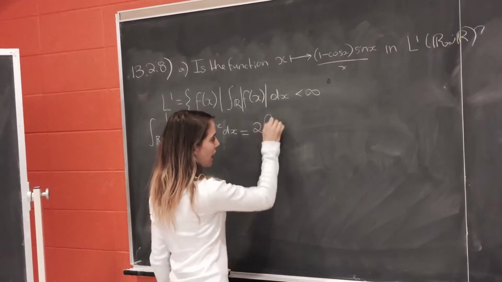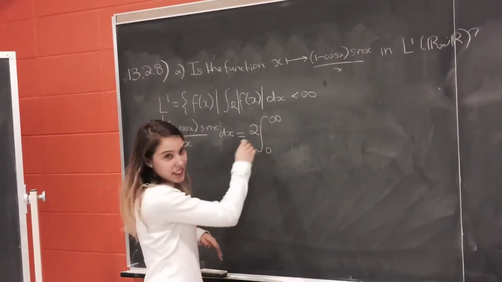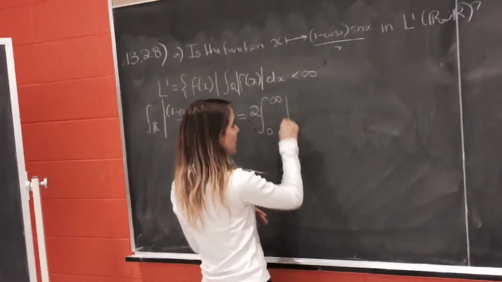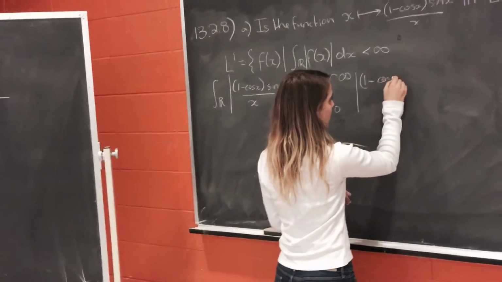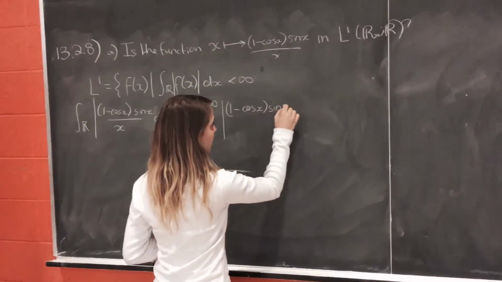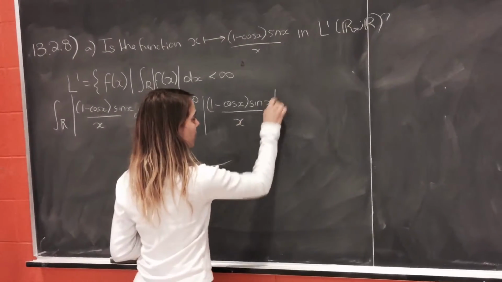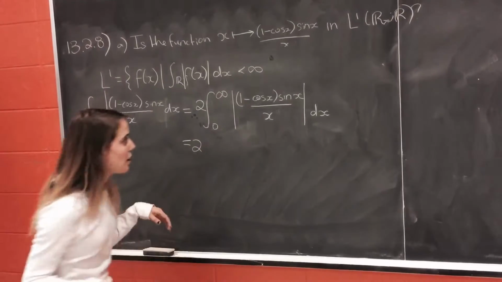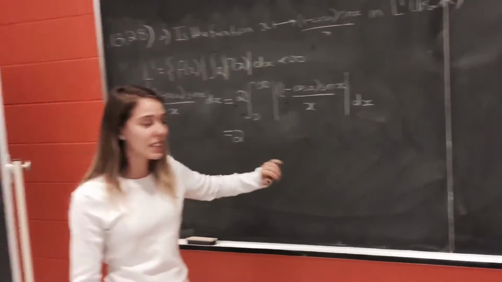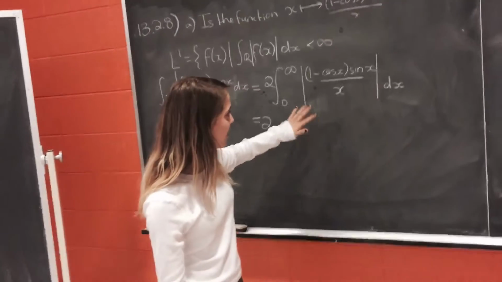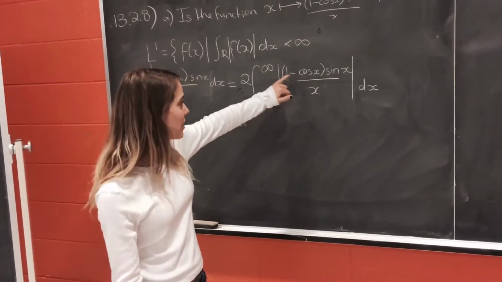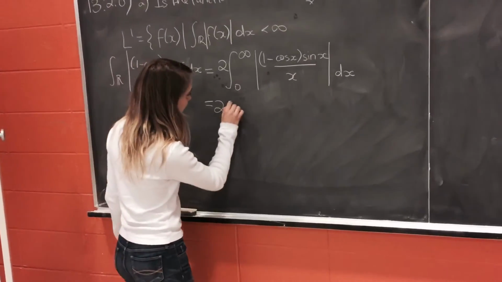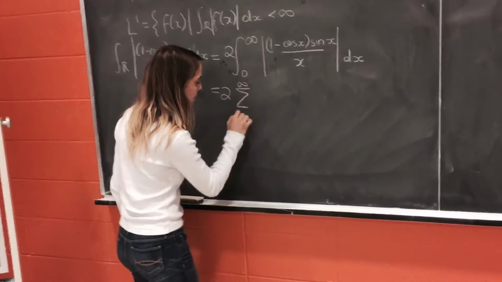So we're going to change these bounds. Instead of negative infinity to infinity, we're going to do 2 times 0 to infinity, because the function's odd, we can do that. Our next step, if we take a look at the function, we know that this function is always going to be 0, either when cos of x is 1 or when sine of x is 0, which is at intervals of pi. So we're going to do a sum.